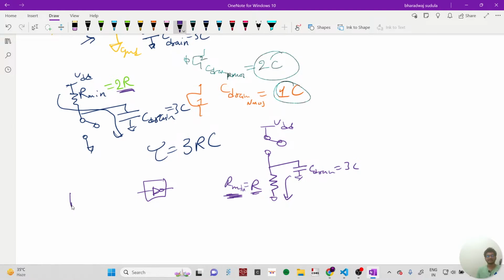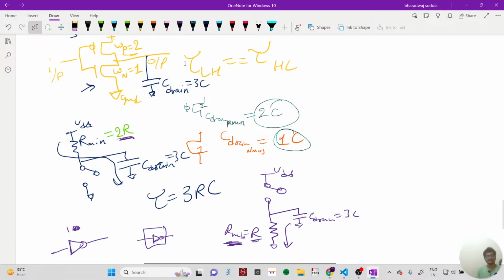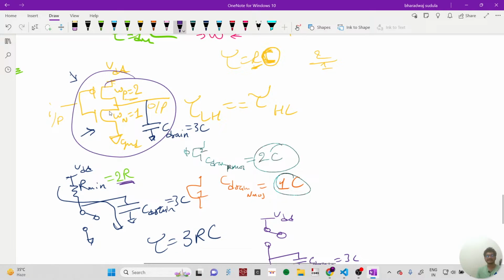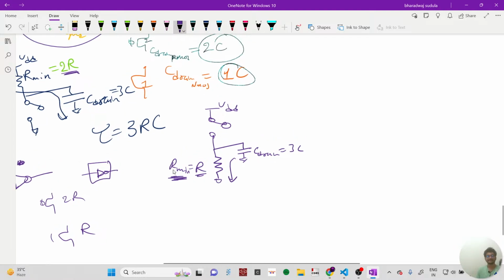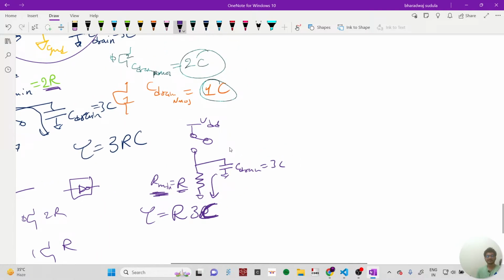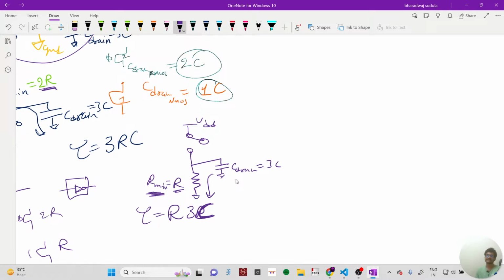Whenever I talk about an exercise, you can consider this as a standard cell. This standard cell PMOS has a resistance of 2R and NMOS has a resistance of R. That's fixed. So here the time constant is the same, 3RC. Both discharging and charging time constants are approximately equal.